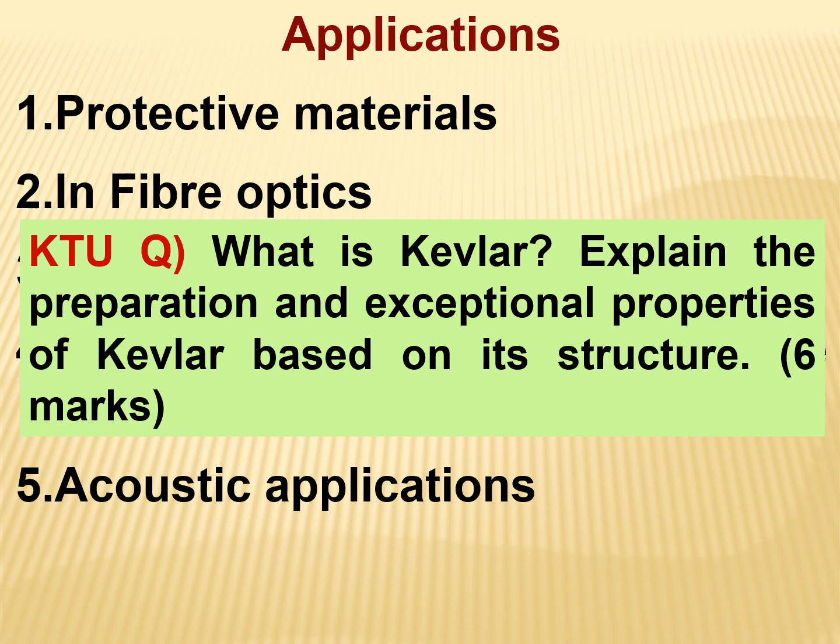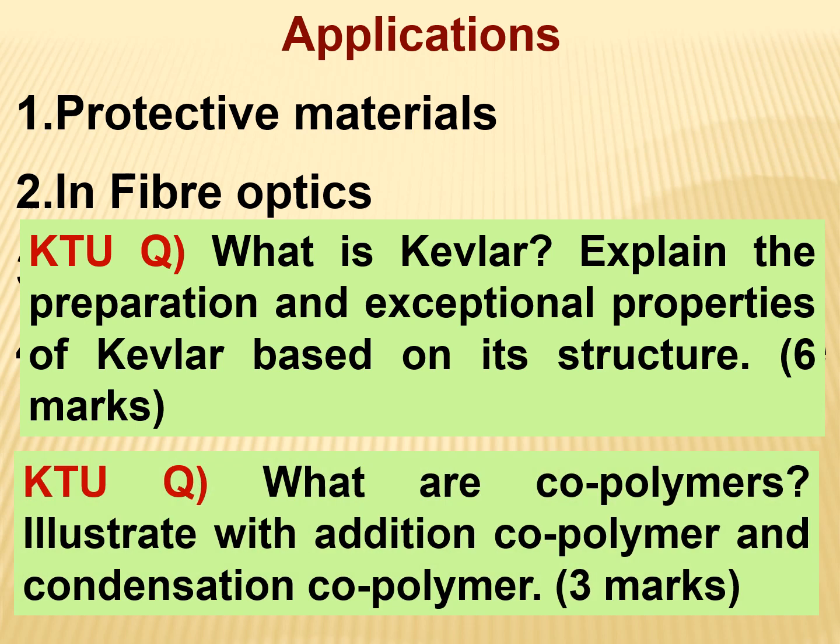So this is about copolymers. The two important copolymers we have seen: one is ABS copolymer, that is an addition copolymer, and the other is Kevlar, that is a condensation copolymer. Now another important KTU question is: What are copolymers? Illustrate with addition copolymer and condensation copolymer. So that is what we have seen here. Addition copolymer, example ABS, and condensation copolymer, example Kevlar.